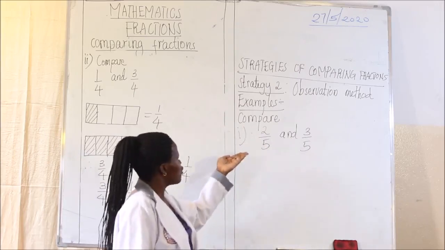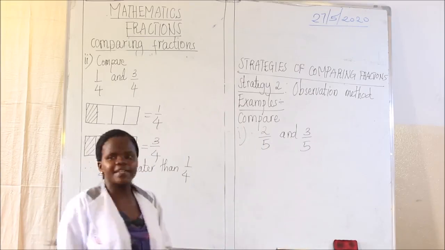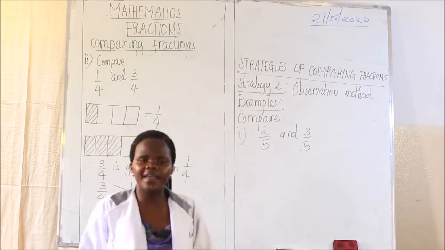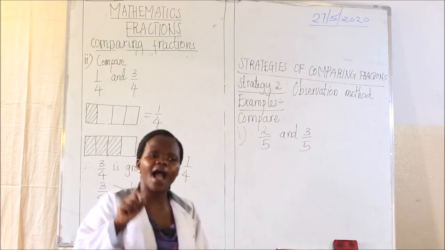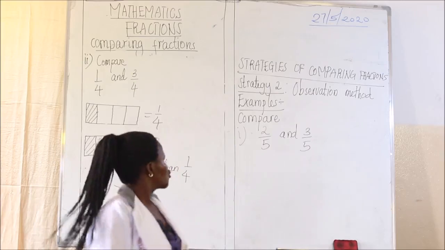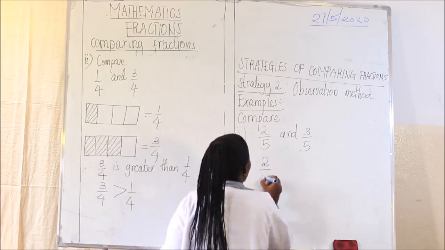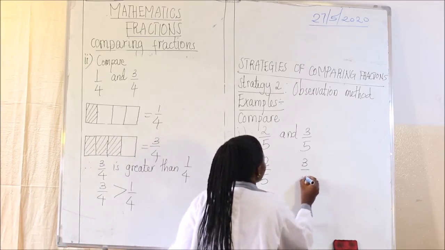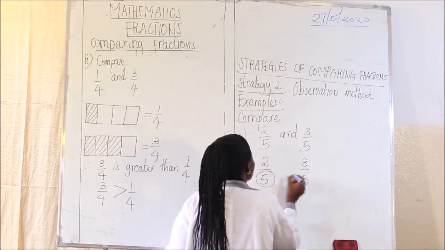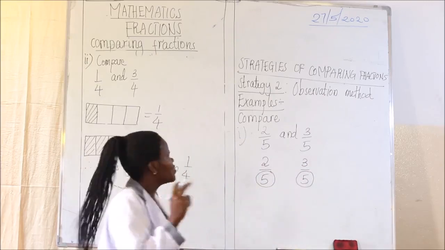Now for this case of observing, if you have given the fraction with the same denominator, you just deal with the numerator. You check the numerator, the fraction with bigger numerator is the bigger fraction. So here, you have 2 over 5, and we are comparing it with 3 over 5. Just keep this one because they are sharing common denominator. You just check the numerator.